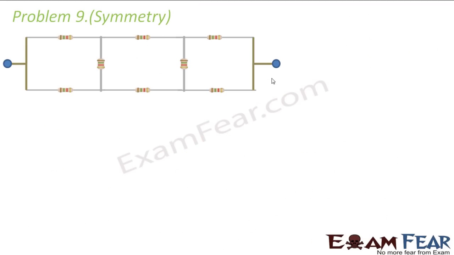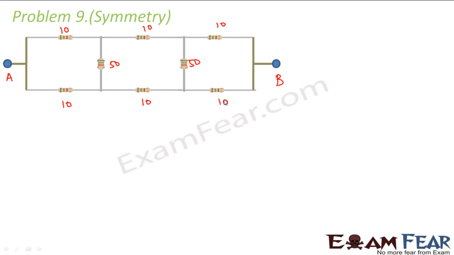So now let us look at another problem which is again based on the symmetry method. Here also, if you look at this figure, you have to find out the equivalent resistance between points A and B. And here the values of the resistances are given as 10 ohms, 10 ohms, 50 ohms, 10 ohms, 10 ohms, 50 ohms, 10 ohms and 10 ohms.